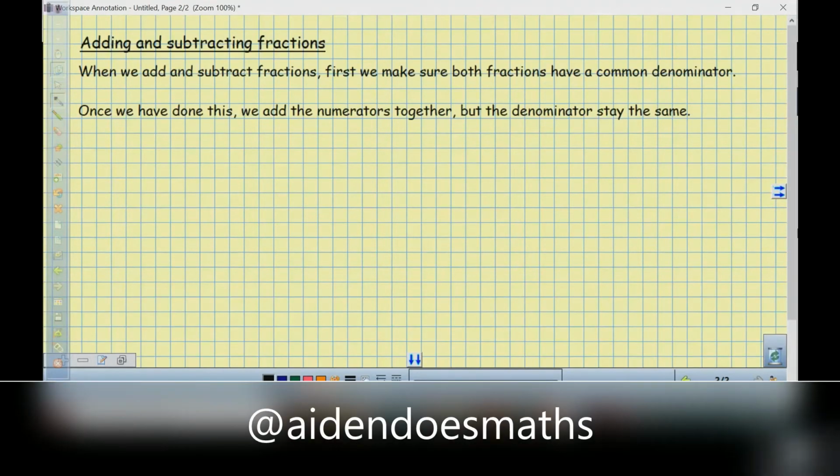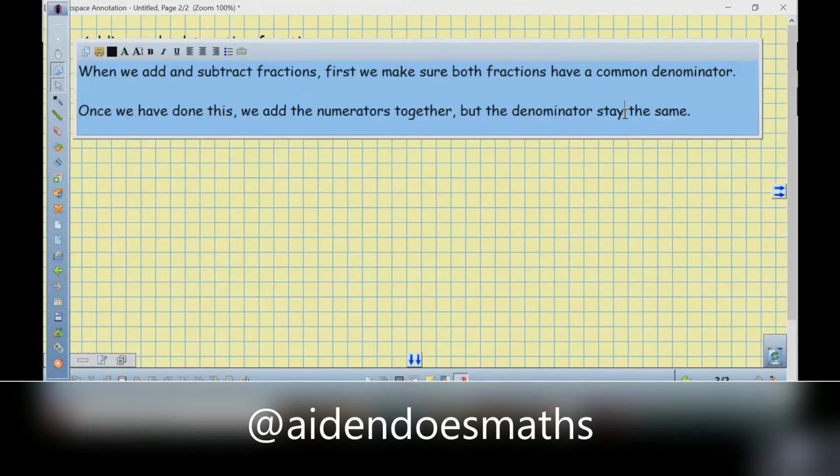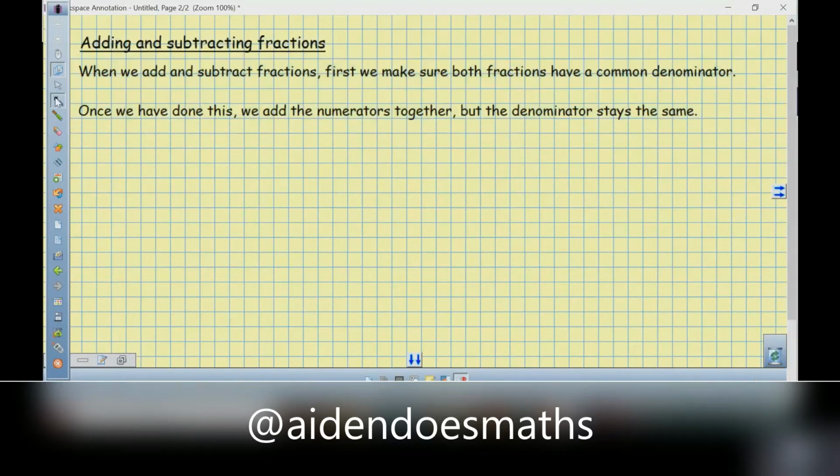Okay, so I'm going to give you a moment to write some of this stuff down. Let's talk about it. So when we add and subtract fractions, first we make sure both fractions have a common denominator. Now we should be relatively confident with that part. Yeah, we know that that's what we need to do, and we've had a little bit of a practice at them. Yeah, we're still going to practice them in this process. It's part of the adding and subtracting process. Okay. Once we've done this, we add the numerators together, but the denominators stay the same. I'm just going to say denominator stays the same because we're going to end with one fraction.